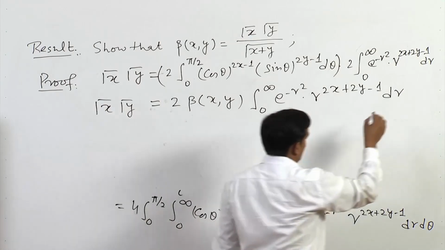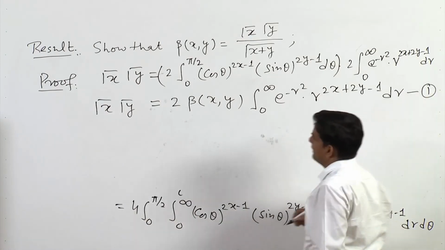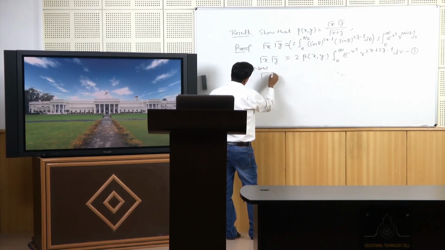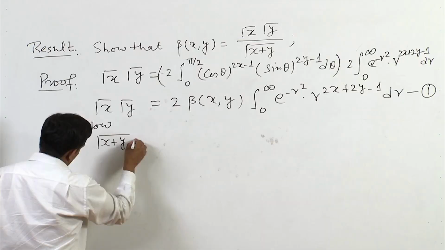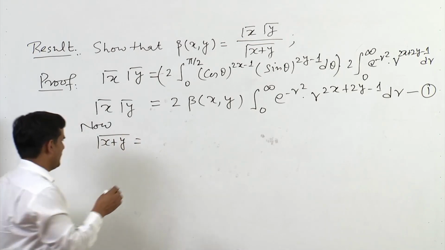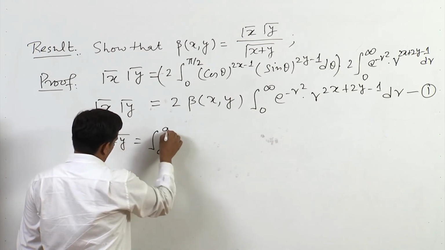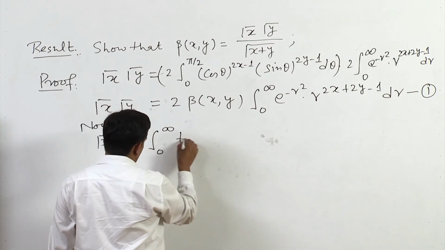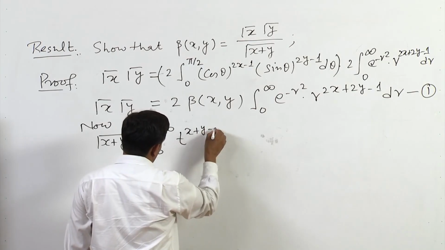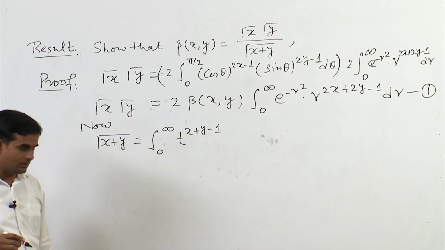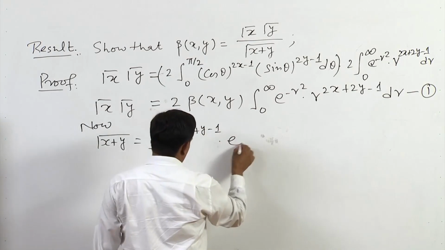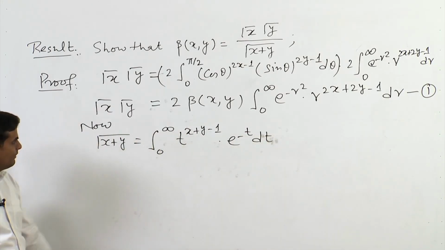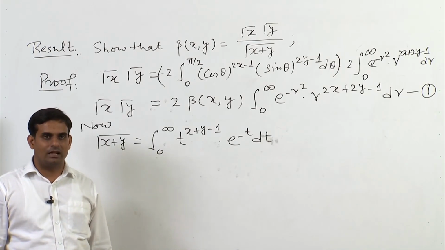Let us see this, our first equation. Now see the gamma x plus y. So from the definition of gamma function, it will be the integral from 0 to infinity of t raised to power x plus y minus 1 into e raised to power minus t dt. Put here t equals r square.